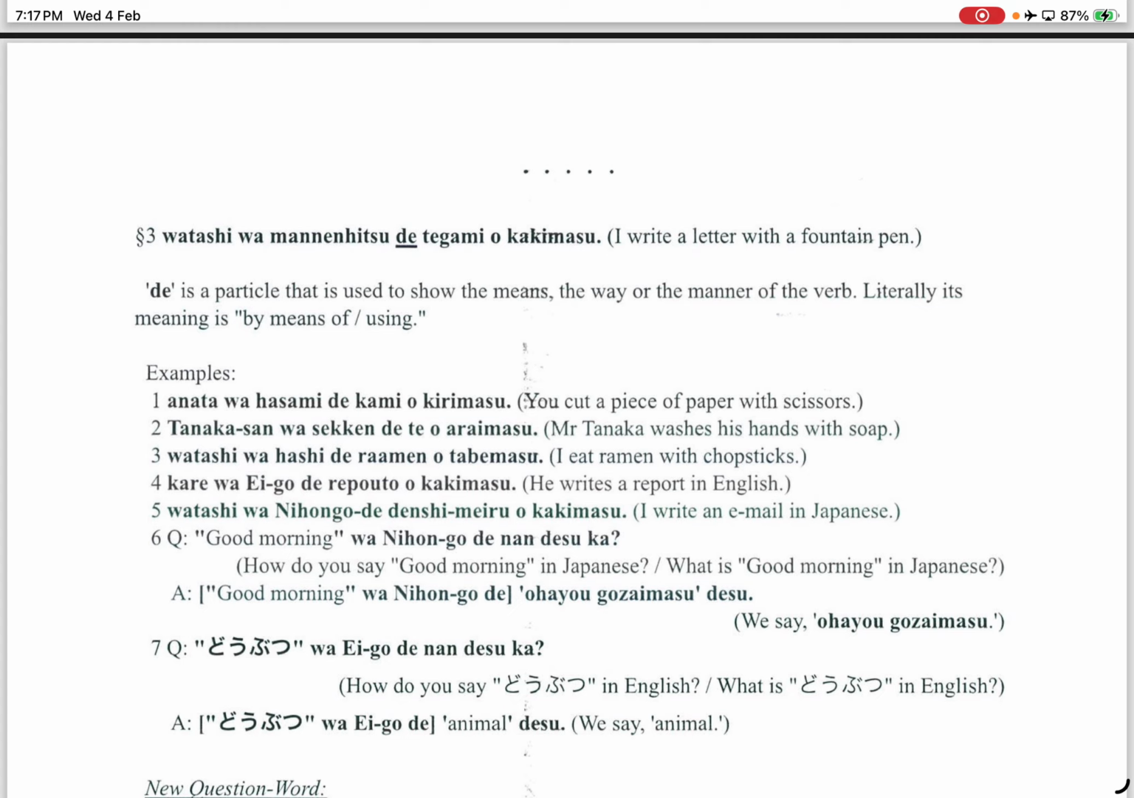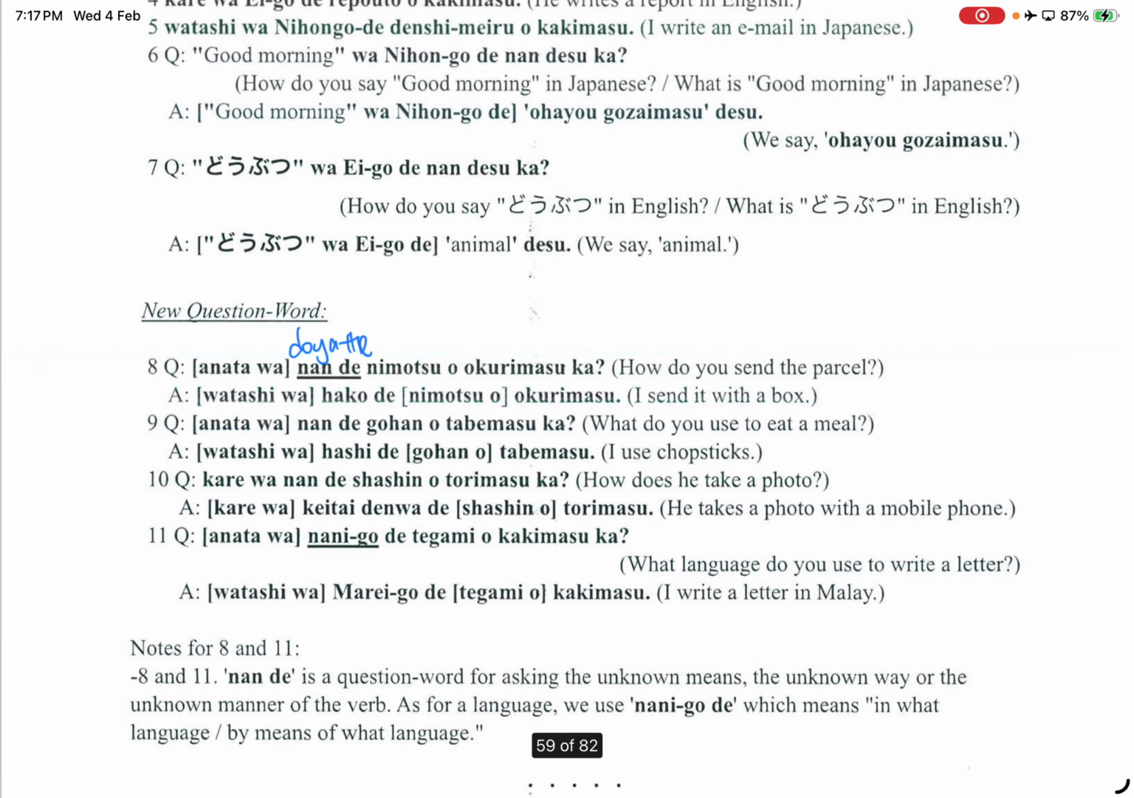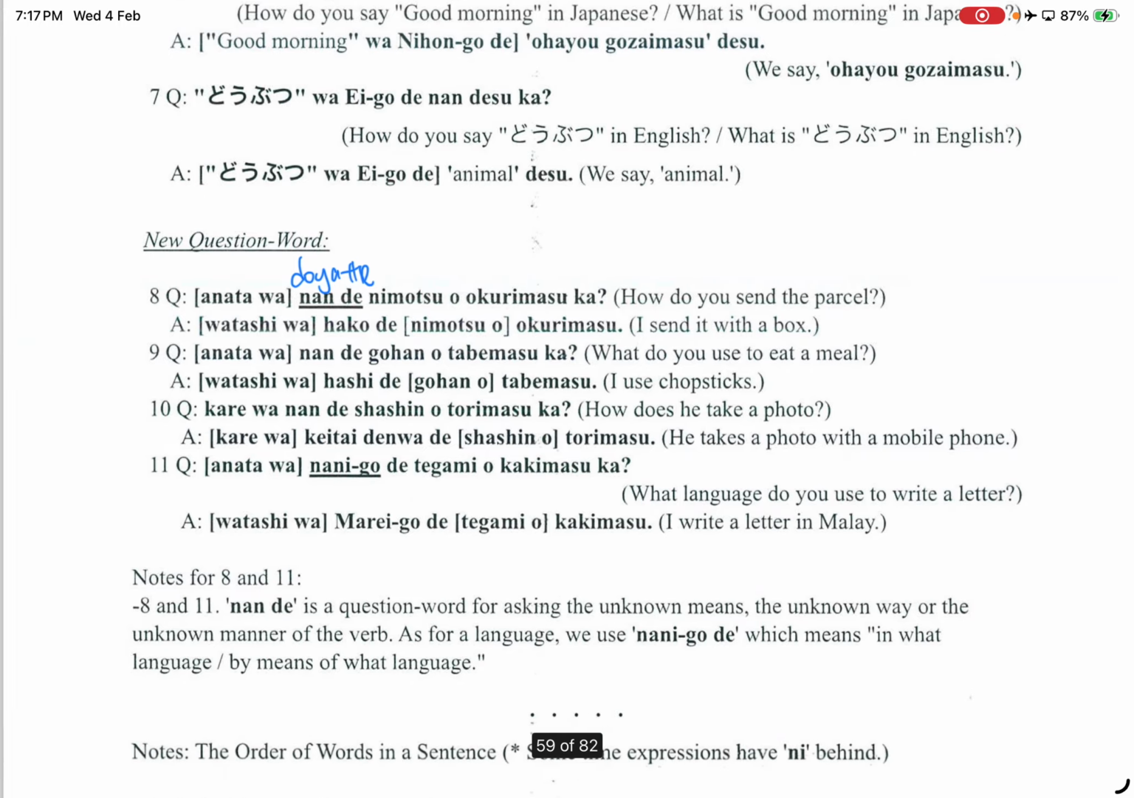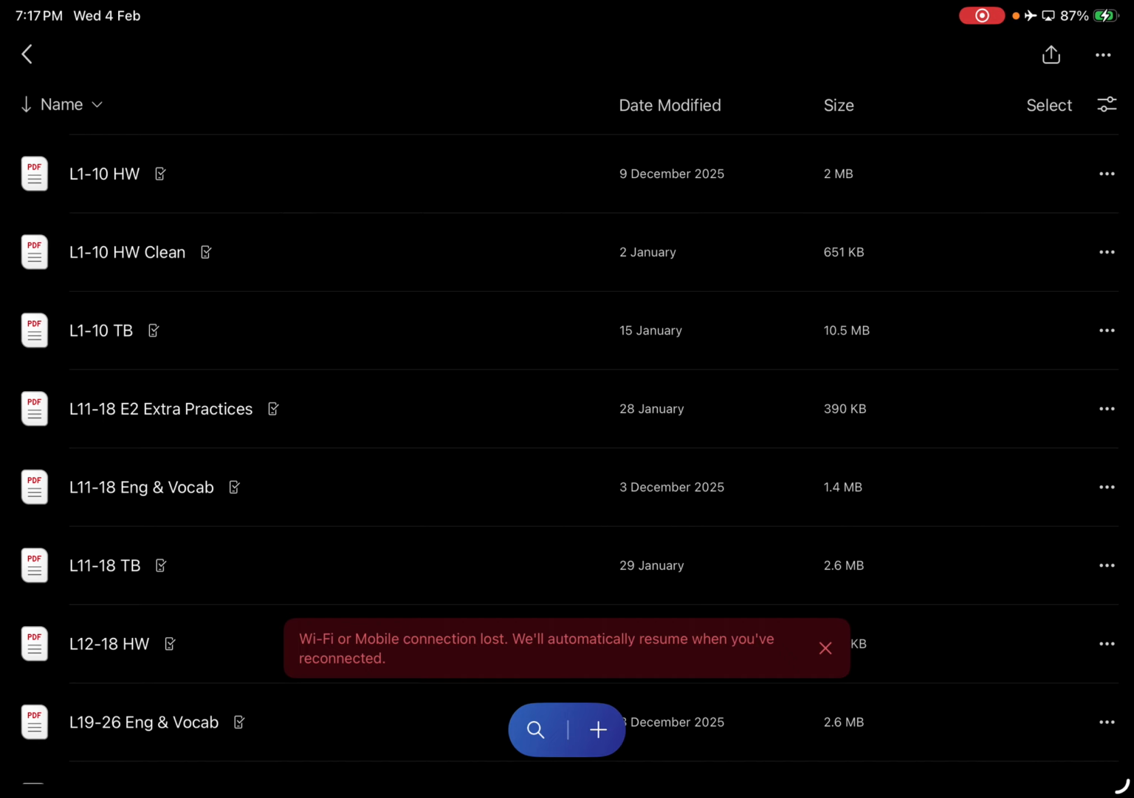Okay, so 万年筆で by means of, by method of, by using something, right? So this is de. Okay, any questions with this? No. Okay, then the question word of course is going to be the same as the bus one, right? Nande. But however, as I mentioned, nande is very similar. Rather, it's the same word used to ask why. So you want to clarify clearer, make sure you use doyatte. Right, that will be lesson 8. I will recap lesson 9 next lesson.